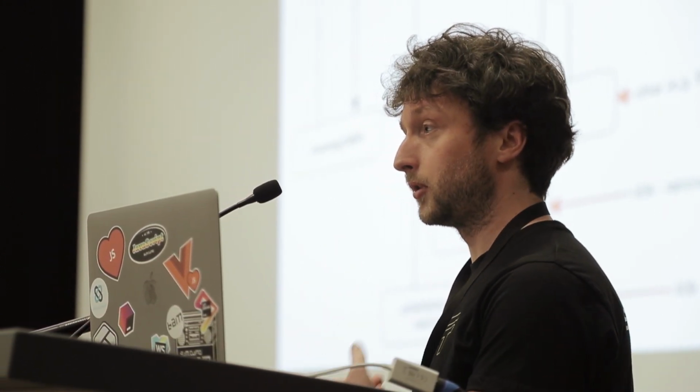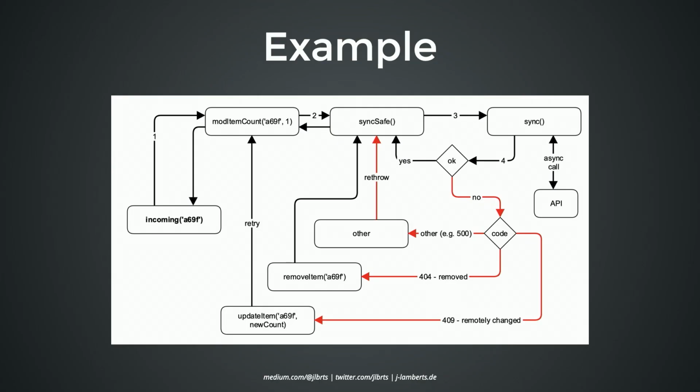It could go all well, or the item could be remotely removed. The server could return a 500, or let's say a 409 for remotely changed. And we have to react to that, and you have a lot of asynchronous processes, and that can be hard to debug.